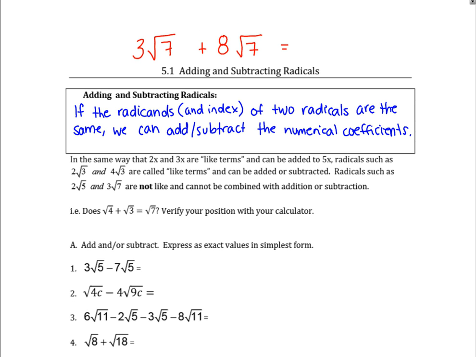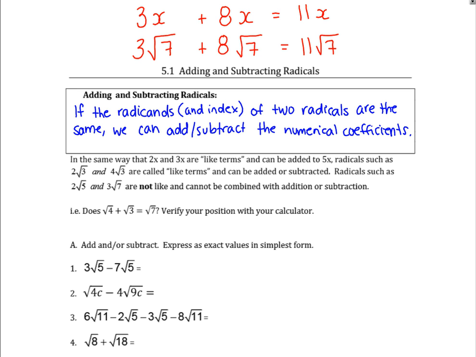Think of it in terms of, back in the day, if we had 3x plus 8x, what would that equal? 11x, right? We add the numerical coefficients, and the x stayed the same. It's like I have 3 apples plus 8 apples. How many apples do I have? 11 apples. So if I have 3 root 7s and now also 8 root 7s, how many root 7s will I have? 11. We add the coefficients and leave the radical the same. That is how we add radicals.